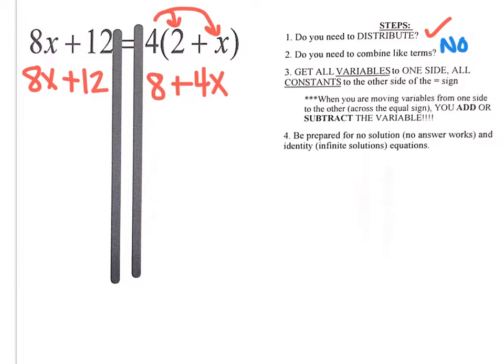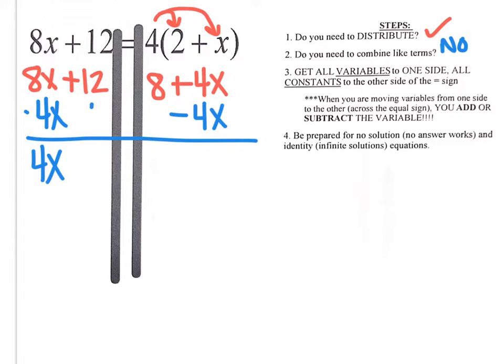Our step 3, get all variables to one side and all constants to the other. So we're going to move our 4x to the left hand side, because again, it's going to leave our variables positive, and that's really what we want. No one likes to deal with a negative. So we're going to subtract 4x from both sides. When that happens, 8x minus 4x is still a positive 4x. Bring down the 12 because we haven't used that yet. And then bring down our 8. And then our positive 4x and our minus 4x cancel each other out, which is what we wanted.